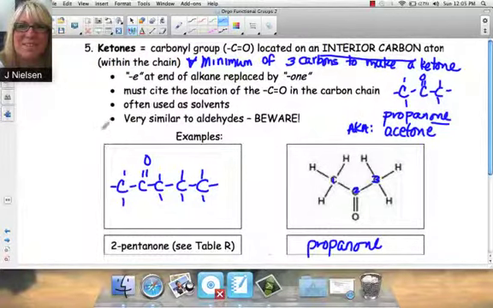Okay, and that's it for today's lesson. Tomorrow we'll finish up with Table R, and then we'll be prepared to have a unit test on the first part of organic. The second part of organic will be the 7 organic reactions. Have a great afternoon.